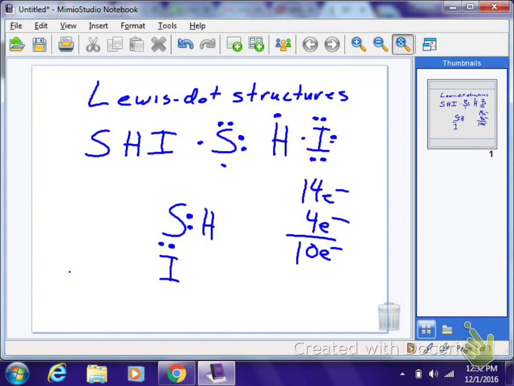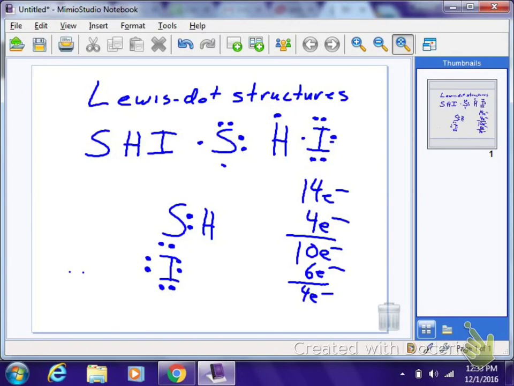Next thing we'll do is look at our branched atom. Here, iodine's a branched atom. So we'll go ahead and put our electron pairs around iodine so that iodine has 8. So there it has 8. Okay? So we added 6 electrons. We'll take that away, and we're left with 4 electrons to position.